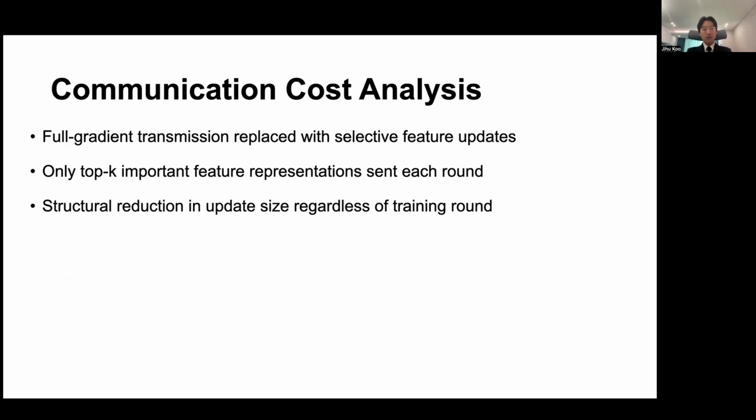This is because SFSFL replaces full gradient transmissions with only top K important features. And since only a small subset of meaningful representations is sent, communication remains minimal at every round, regardless of the training progress. This structural reduction makes the method ideal for bandwidth-limited environments, especially in medical institutions with largely restricted connectivity.